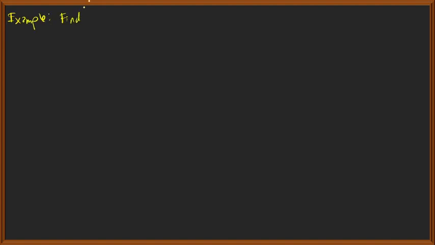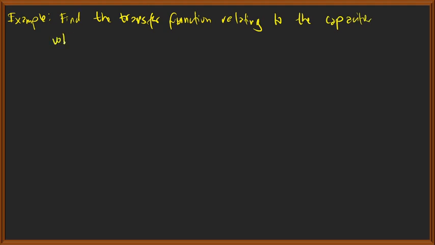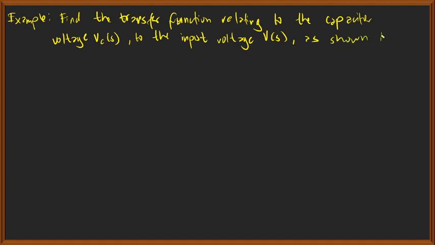Okay, so we have here the example. Find the transfer function relating to the capacitor voltage, so that will be Vc(s), to the input voltage V(s), for the circuit shown below.